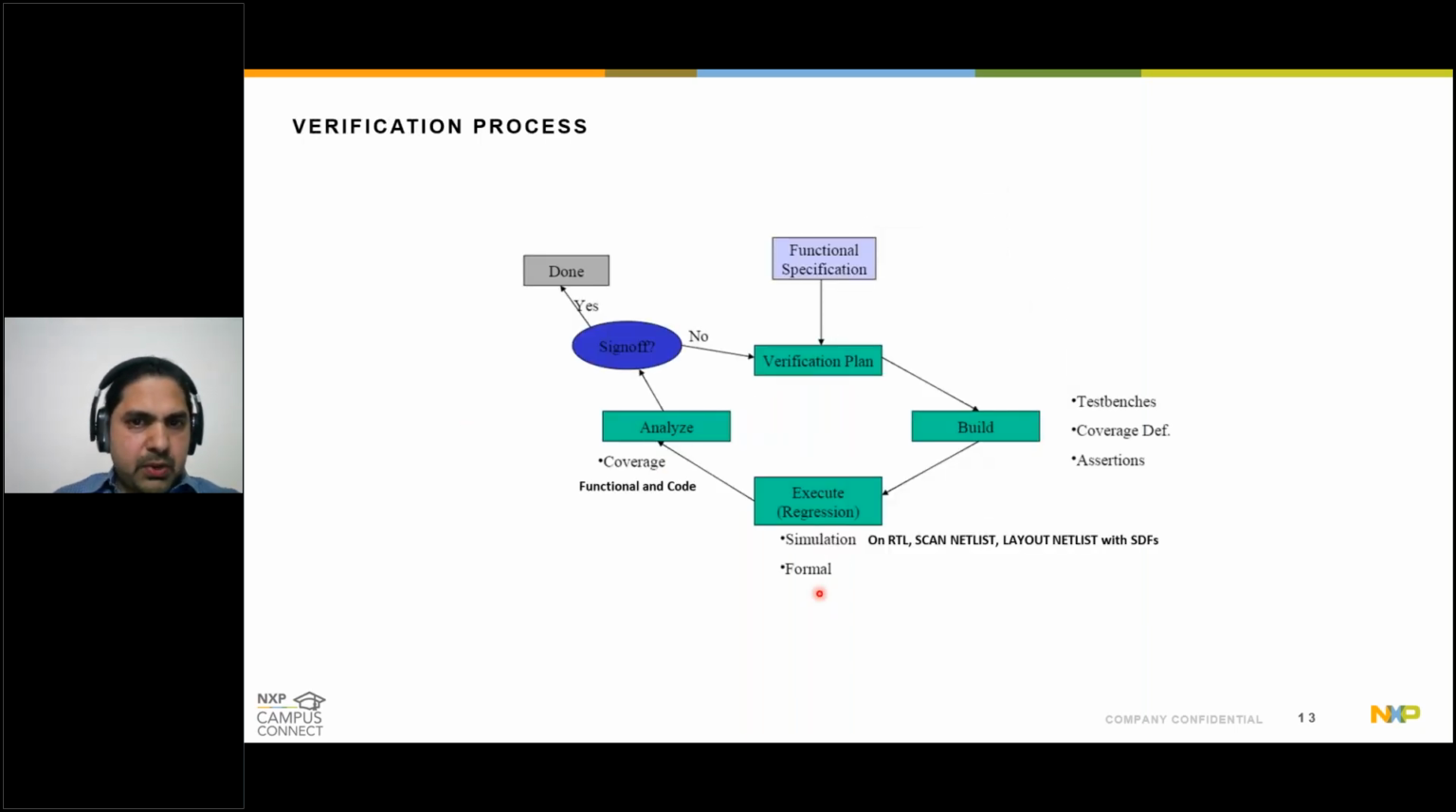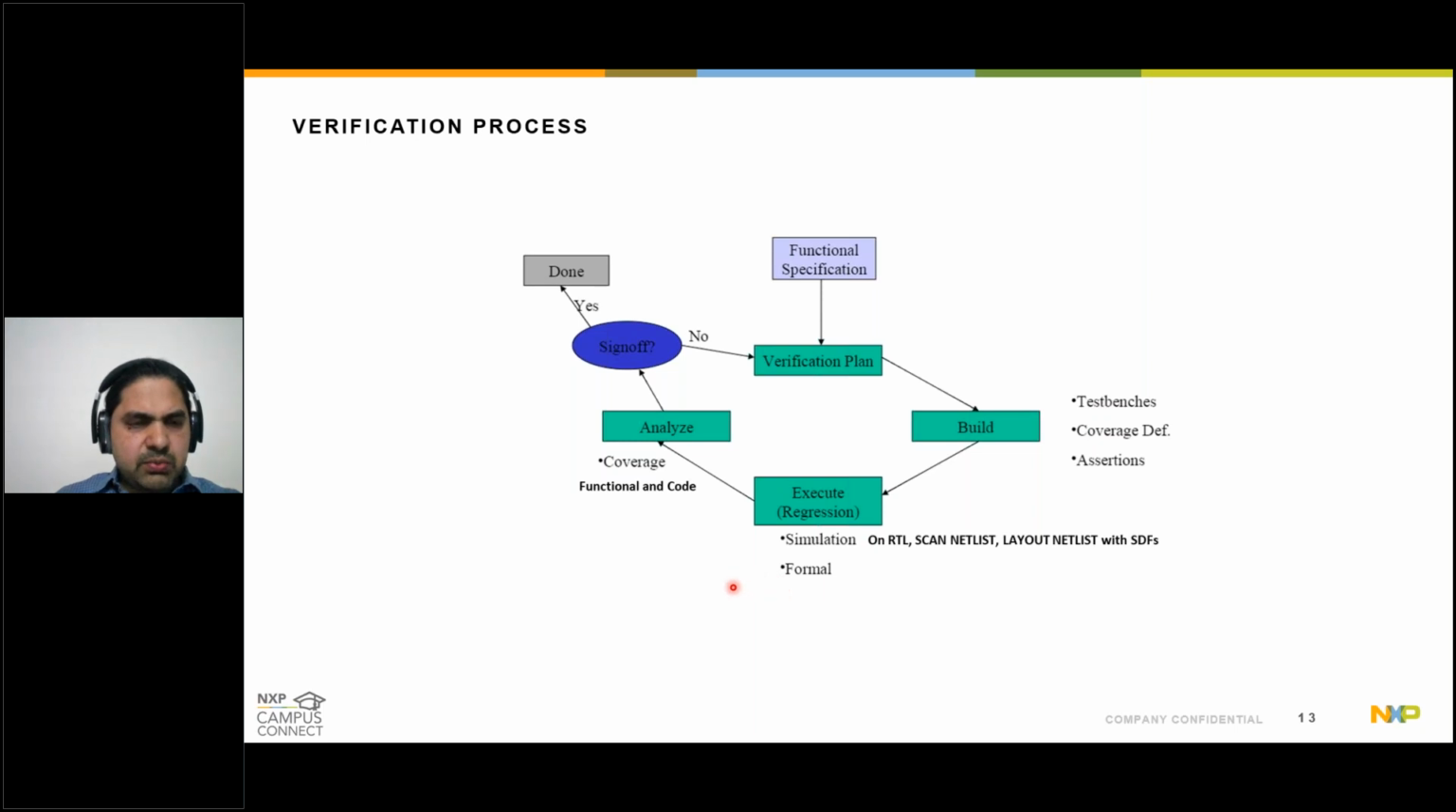Now let us look at the process involved in verification. So we start with the functional specification of the design, from which we create a verification plan. A verification plan will capture in detail the kind of tests that are needed to ensure that the design works as planned. Once the plan is in place, we build the test bench and test cases and all other things that help us in verification, like for instance assertions, coverage definitions, etc.